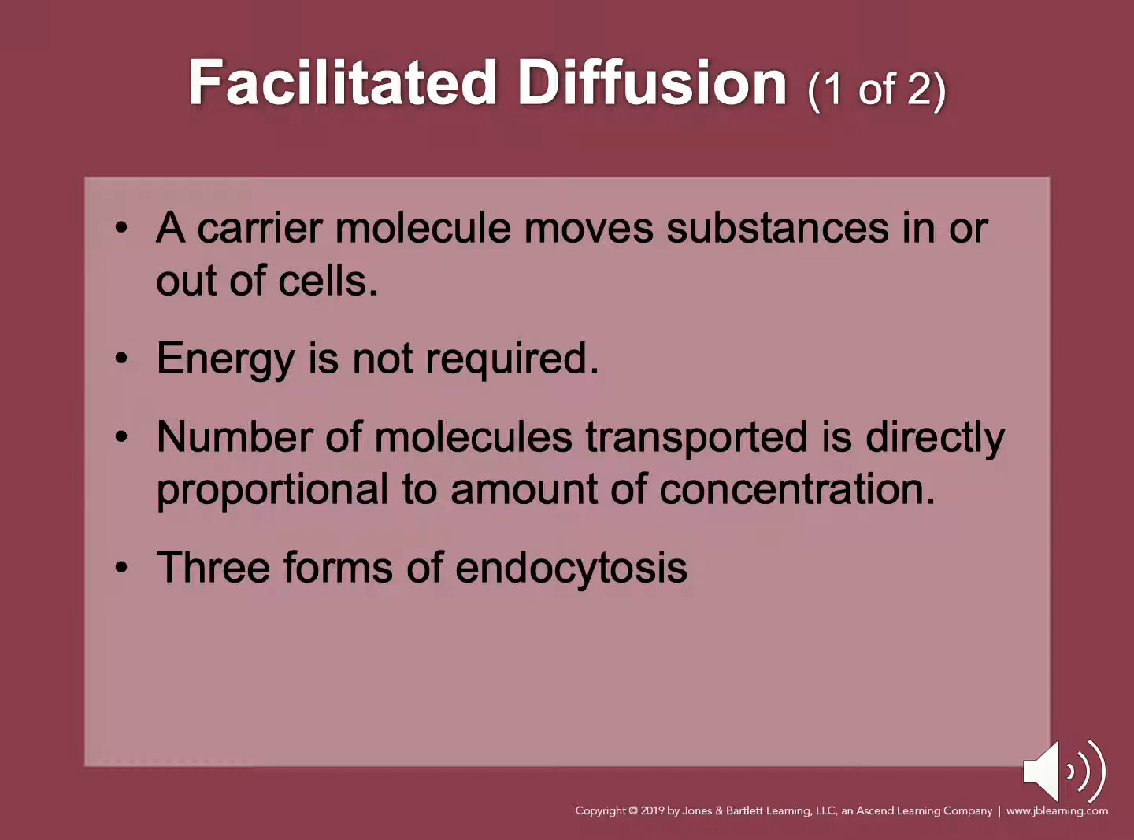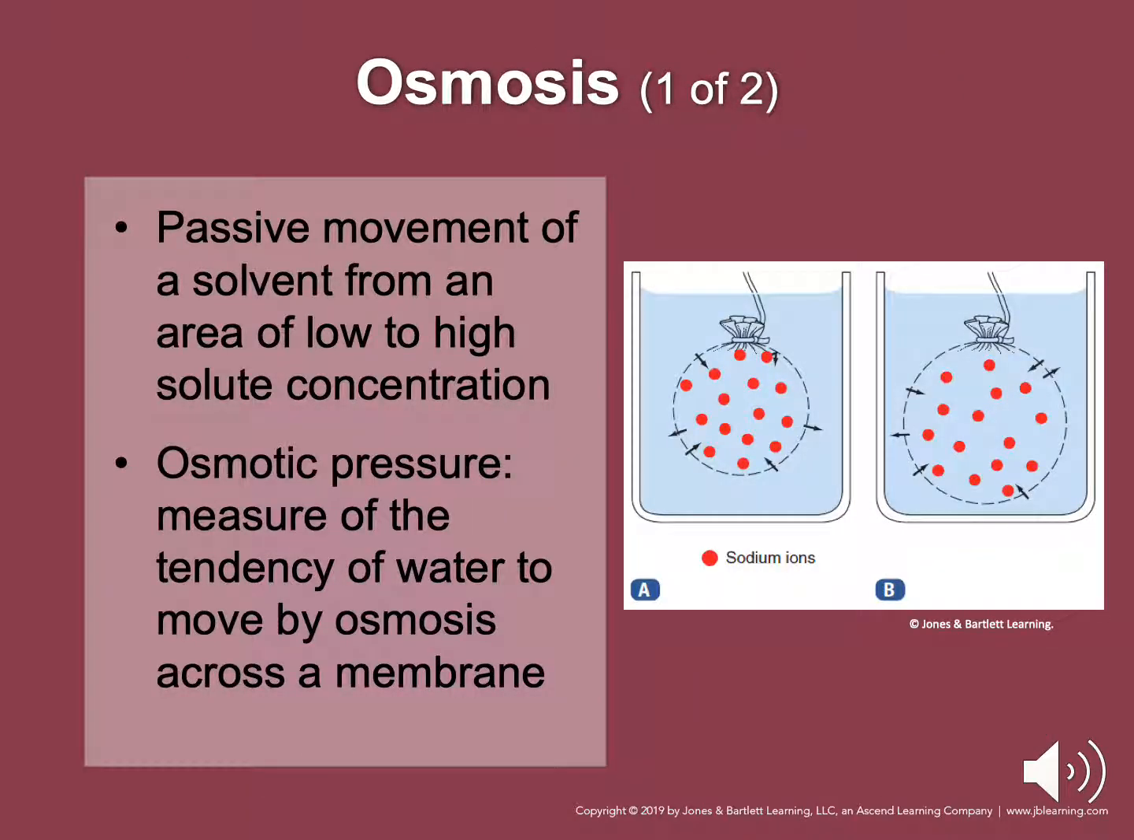So there's three forms of endocytosis. Endocytosis is the process that uses energy from the cell to move substances into and out of the cell while crossing the cell membrane. So the three forms are pinocytosis, phagocytosis, and receptor-mediated endocytosis.